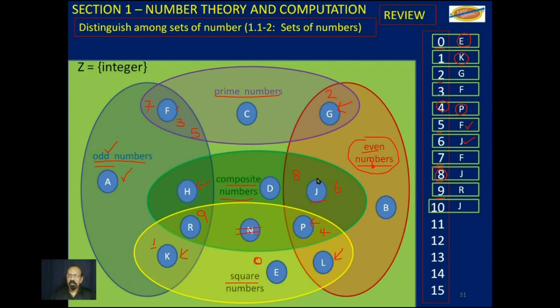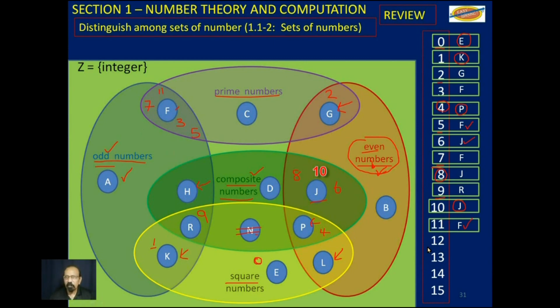10, we can see 10 fits in J. That is to say, 10 is even, and it's composite, so it must be even and composite. It's not square. So of course 10 fits at J. 11 we know is an odd number and it is prime, and therefore it cannot be composite nor square. So we fit 11 at F.